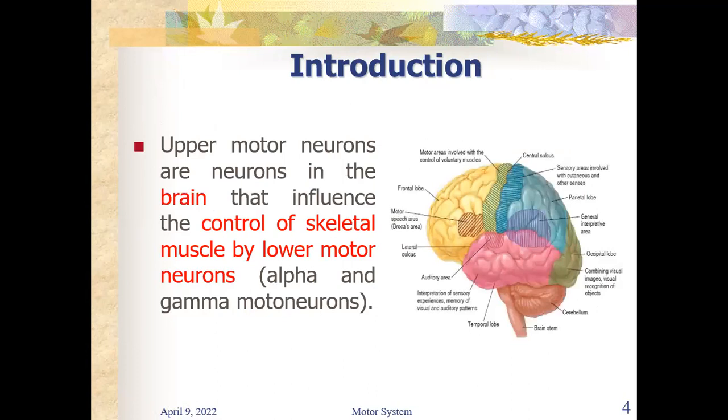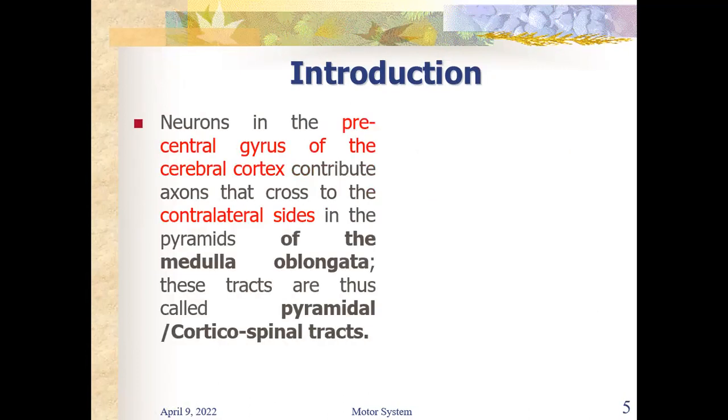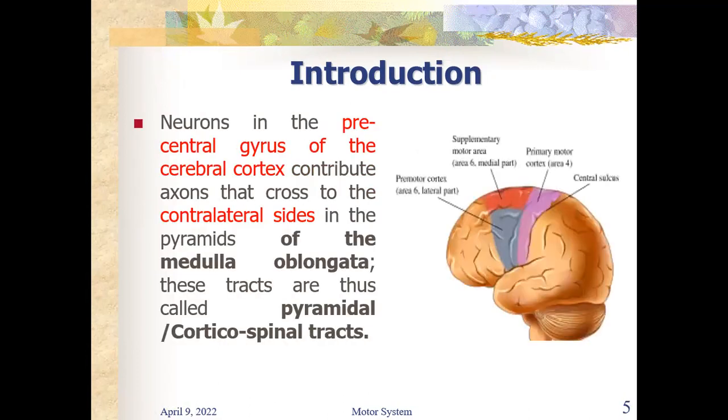So the upper motor neurons, still looking at the motor system. The upper motor neurons are neurons in the brain that influence and control skeletal muscles by the lower motor neurons. They influence the control of the skeletal muscles by synapsing directly or indirectly with the lower motor neurons, which are the alpha and gamma motor neurons. The lower motor neurons are the final common pathway.